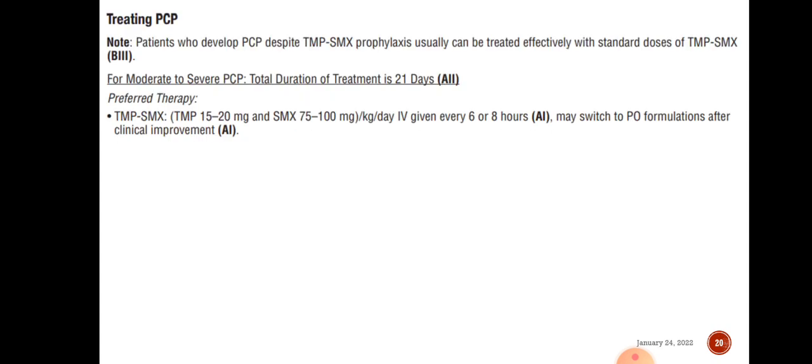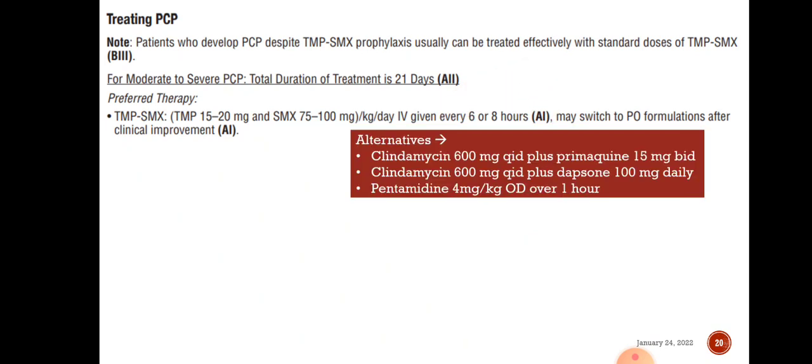So again, this is the treatment. For moderate to severe PCP, the total duration of treatment is 21 days. The treatment of choice is cotrimoxazole, which is given every 6th or 8th hourly. Alternatives include clindamycin plus primaquine, or clindamycin plus dapsone, or pentamidine.